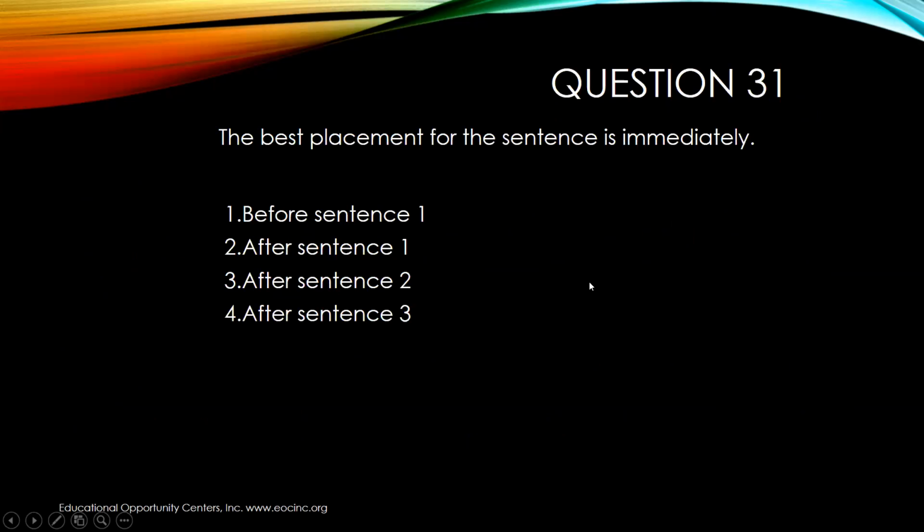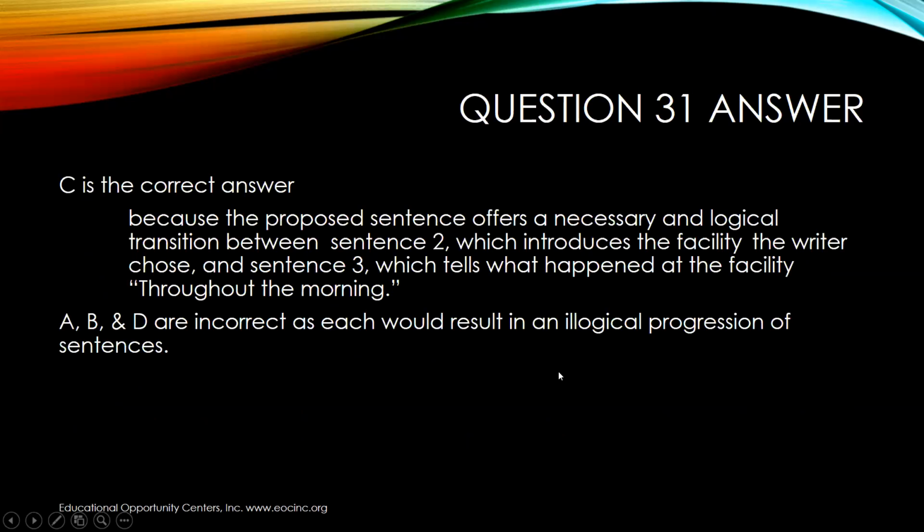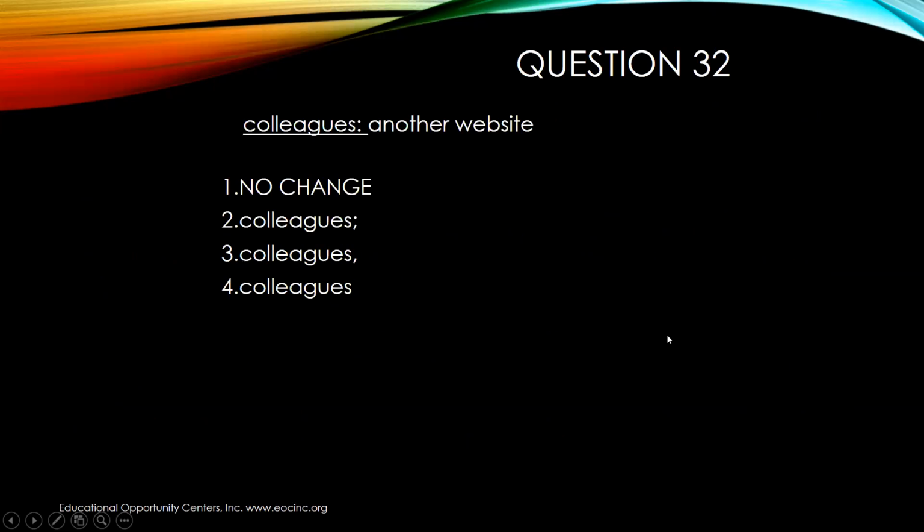We're doing really good. All right, here we are, number 31. The writer wants to add the following sentence to the paragraph. Where do you think we should put it? Carolyn, we've got two C's. We got a consensus, and they're both the correct answer. Very good, girls. Very good. Good job. How about question 32? They want to know colleagues. It's underlined. Colleagues with a colon. Is that the correct punctuation?